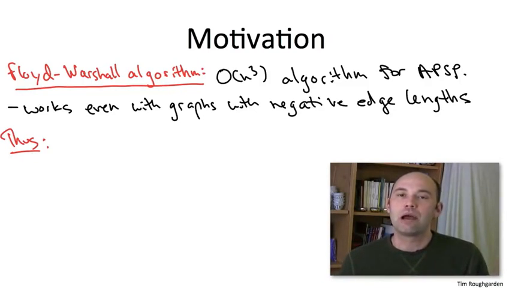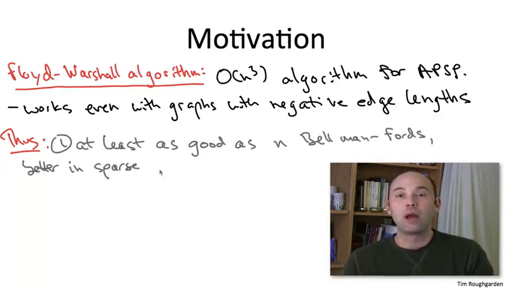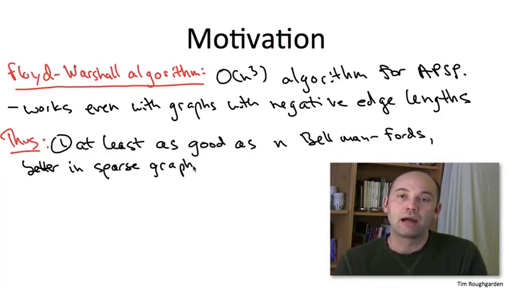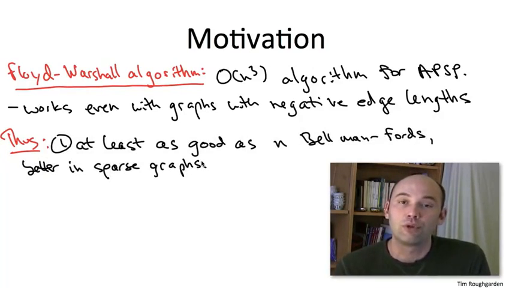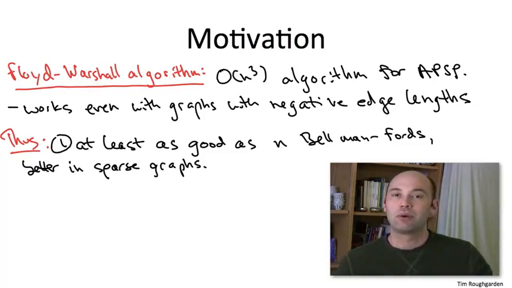And if you run the Bellman-Ford algorithm n times, you get a running time of n squared m. So even in the best case for Bellman-Ford, sparse graphs, we're doing just as well with Floyd-Warshall. We've got a cubic running time. And we're doing quite a bit better for dense graphs. There, n times Bellman-Ford would give us n to the fourth, a quartic running time, whereas here we're getting cubic.